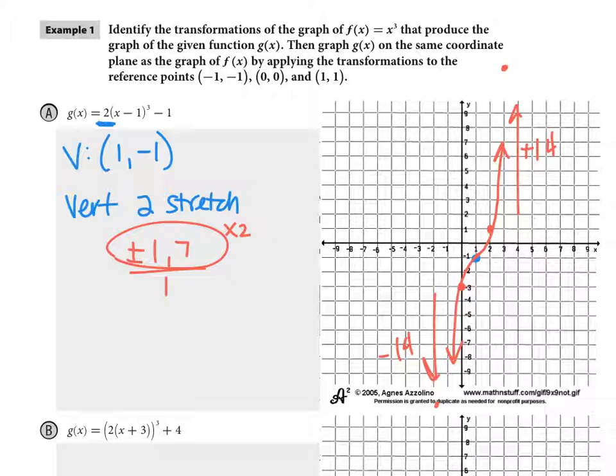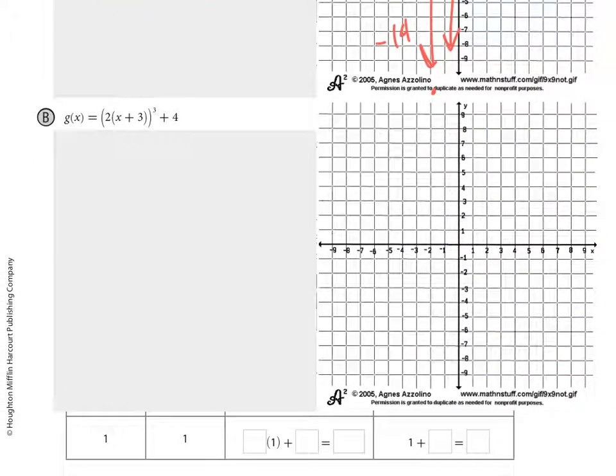All right, let's try question B here. So again, I'm going to start with the vertex. Inside's the opposite, outside's the same. That gives me a vertex of -3, 4. I have a 2 on the inside, so that means I'm going to be looking at a horizontal change this time because I'm inside, which is opposite, so this is 1/2 now, and that's going to be a compression.